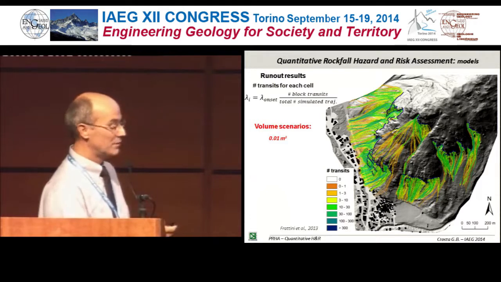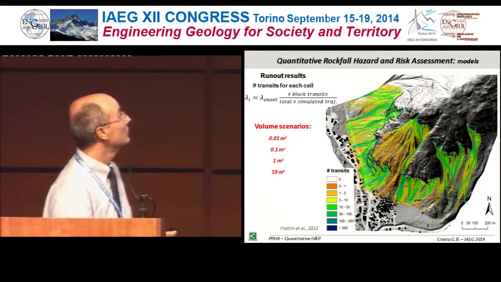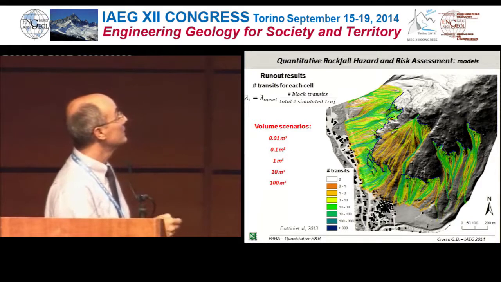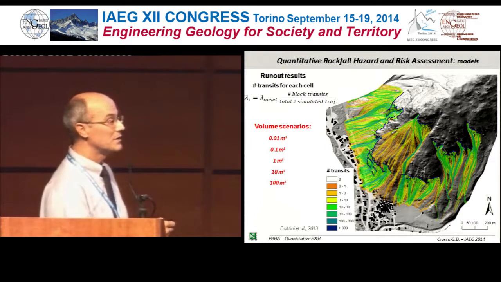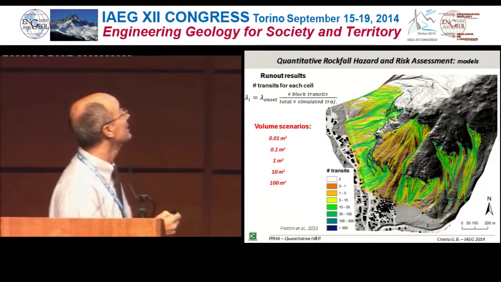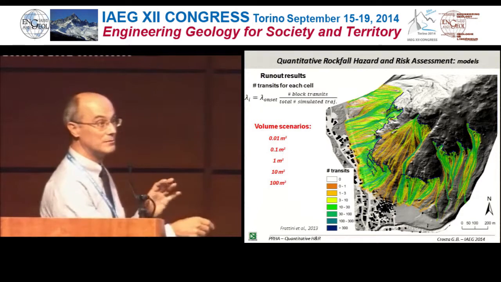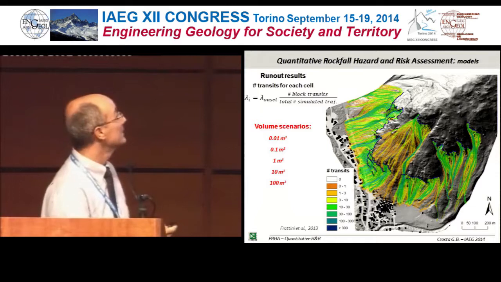So we are considering, for example, a 0.01 cubic meter volume, and then 0.1, 1 cubic meter, 10 cubic meter volumes, 100 cubic meter volume. So we have different scenarios, different models, and we can compute for each model the number of blocks transiting through a specific cell with respect to the total simulated trajectories. And we can carry with us one more piece of information, if we have that, or if we assign it according to some specific design hypothesis: the probability of detachment from the source area. So in this way we are able to make a first step toward hazard assessment.